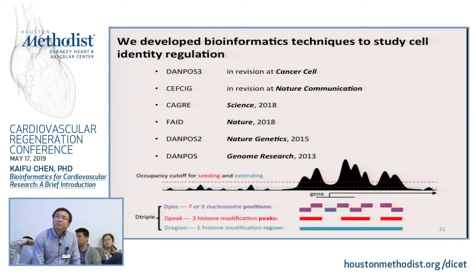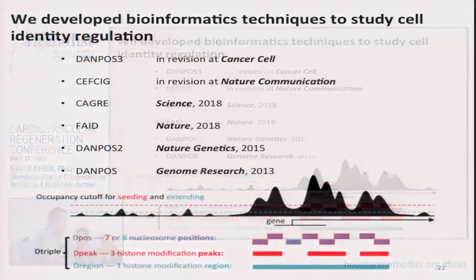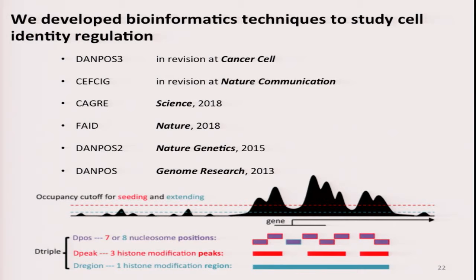and Science. So now I think all these things I introduced are very general bioinformatics to help people understand what is bioinformatics and how you can use bioinformatics collaborators for your own project and so on. So basically what my lab does is we develop bioinformatic techniques to study cell identity regulations.